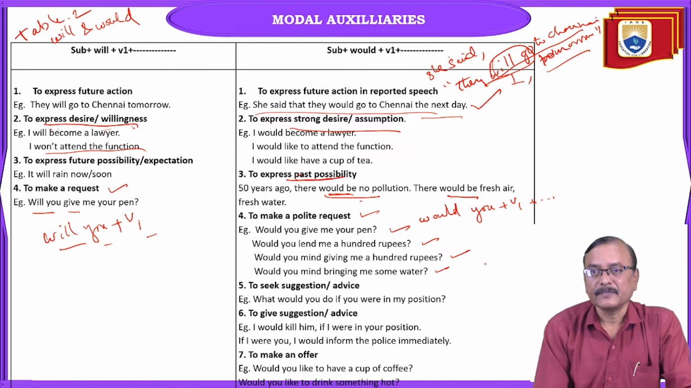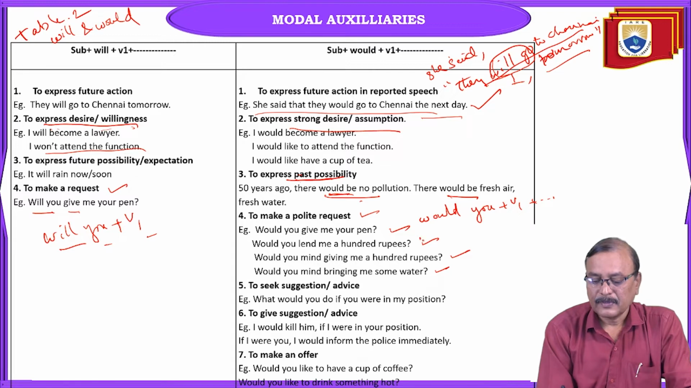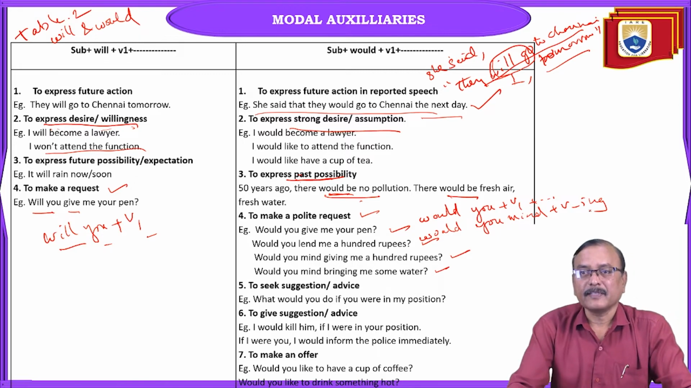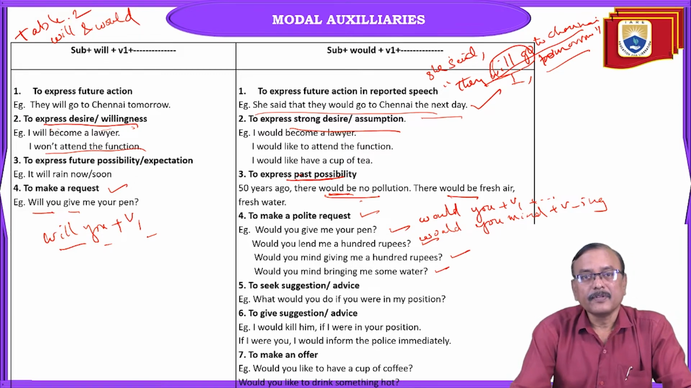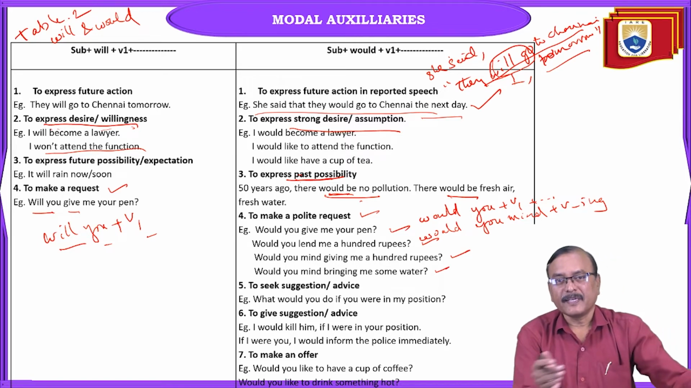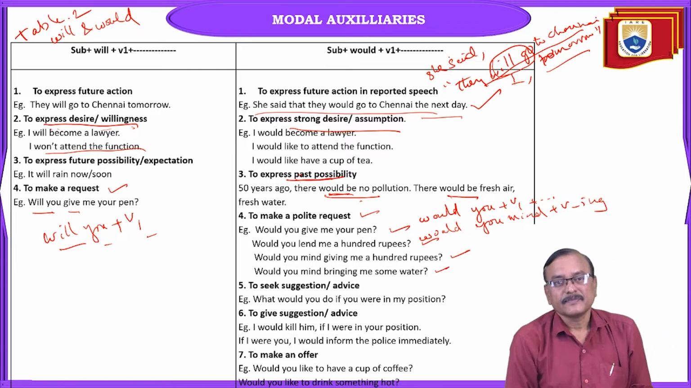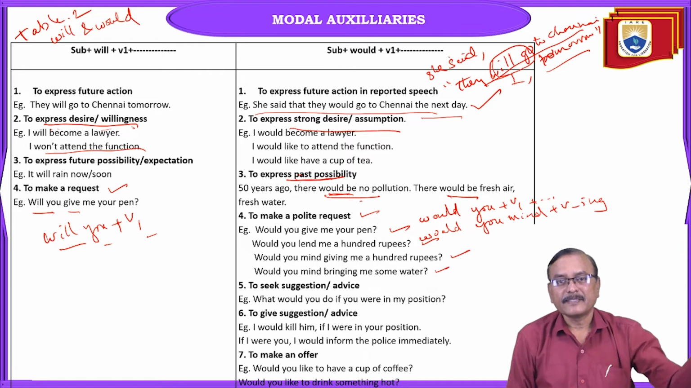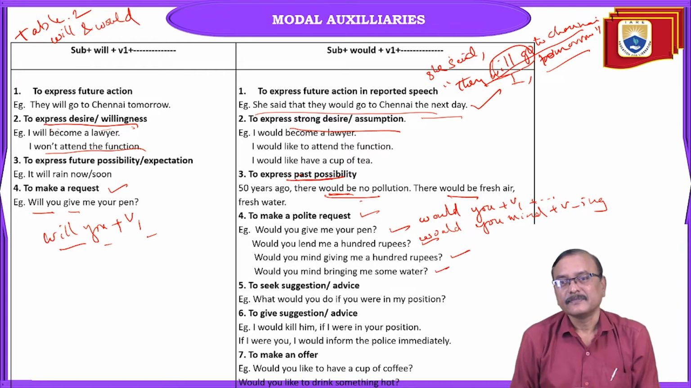Would you plus V1. Or you can use "would you mind." When you use "would you mind," it should be followed by the verb in ing form. Would you mind giving me some water? Would you mind giving me 100 rupees? Would you mind giving me your notes? Right? Would you mind showing me the details? Would you mind sending me the data? Right?